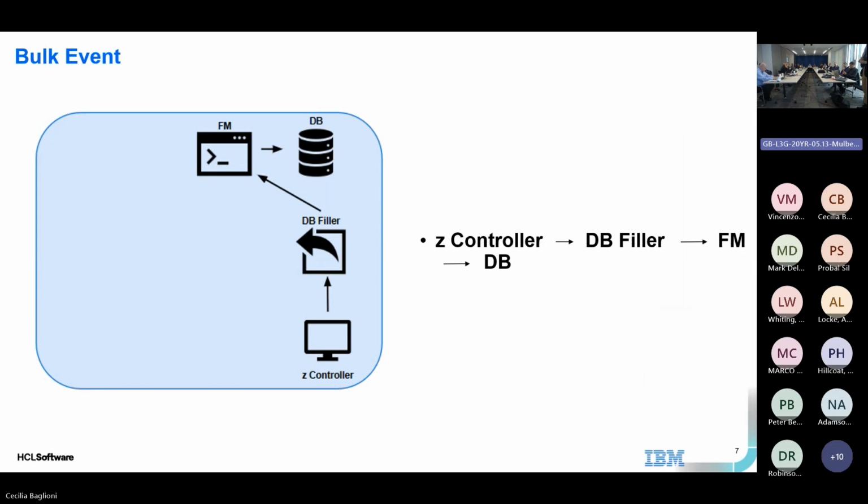Okay, the first and most important event is the bulk. The bulk follows this flow: from the controller with the DB filler subtask, through the federator, and ends on the database. This is useful to have all the data about the objects uploaded and present inside the DB.